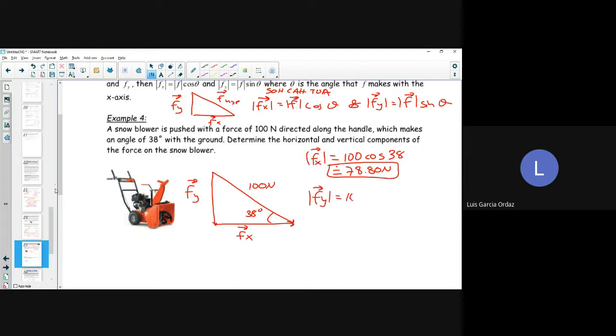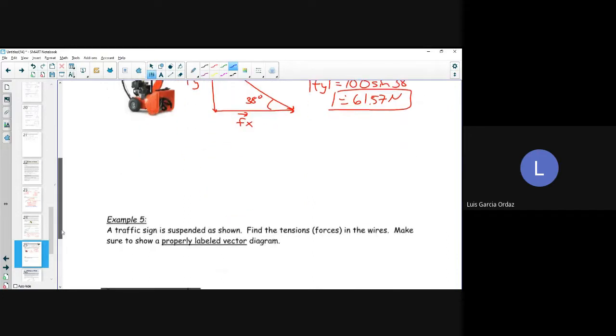And then the next one, my vertical force, vector Fy, the magnitude of that is equal to 100 times sine of 38, which gives me approximately 61.57 newtons of force. Therefore, my vertical component of the force is 61.57 newtons, and the horizontal component of force is 78.80 newtons. As you can see, this is nothing too tricky, it's basic trigonometry. The last one might be a bit tricky.